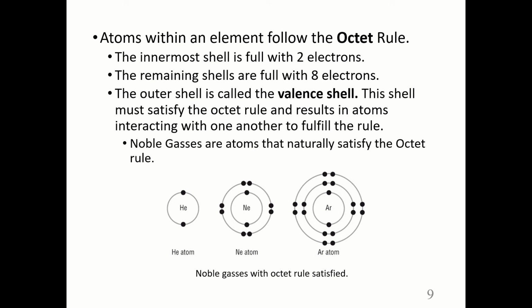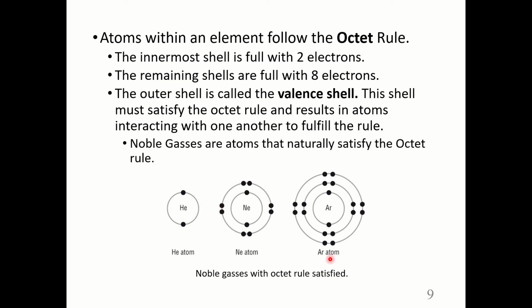Pictured in this image are noble gases, showing the octet rule being satisfied. He is the symbol for helium. This atom has 2 electrons in its valence shell, which happens to be the first shell. Ne is the symbol for neon. Neon has 2 electrons in its innermost shell and 8 electrons in its outermost shell, which is the second shell.